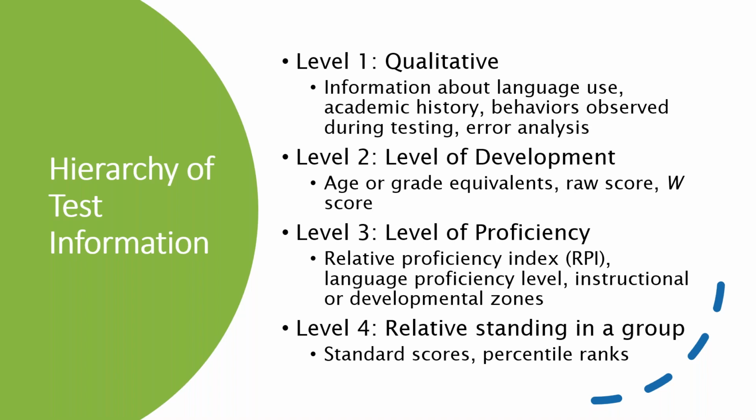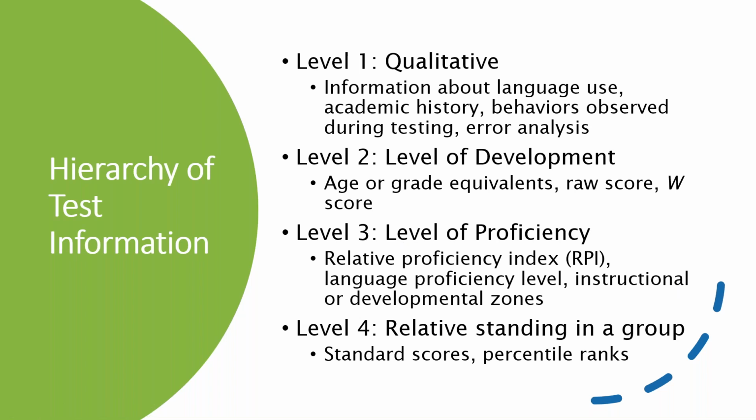I highly, highly recommend, if you've been on other webinars that I've provided, if you're a WJ user, you really need to look at the relative proficiency index. The relative proficiency index is a criterion referenced measure, and it allows you to understand the functioning of the student's performance. It looks at levels of proficiency. Whereas when we go to level 4 in our hierarchy of test information, we're talking about standard scores and percentile ranks, which basically tells us that student's relative standing in a group. So it tells us where that student scored in relation to that normal curve, and in relation to the normative sample that you're comparing them to.